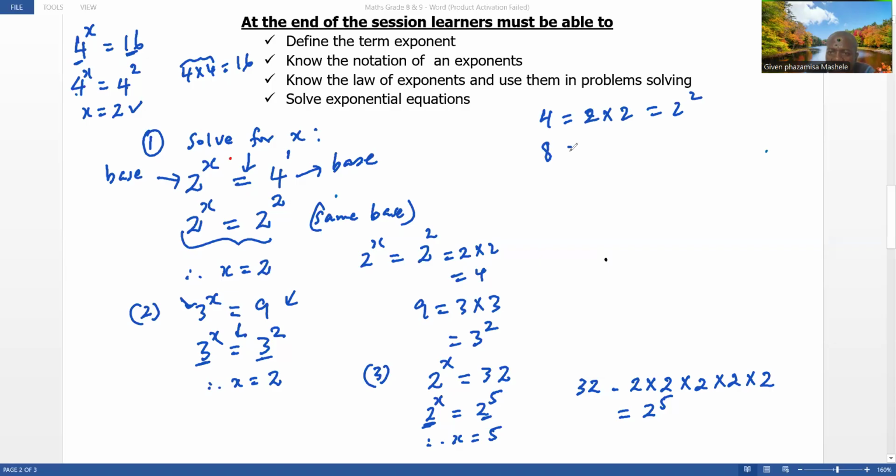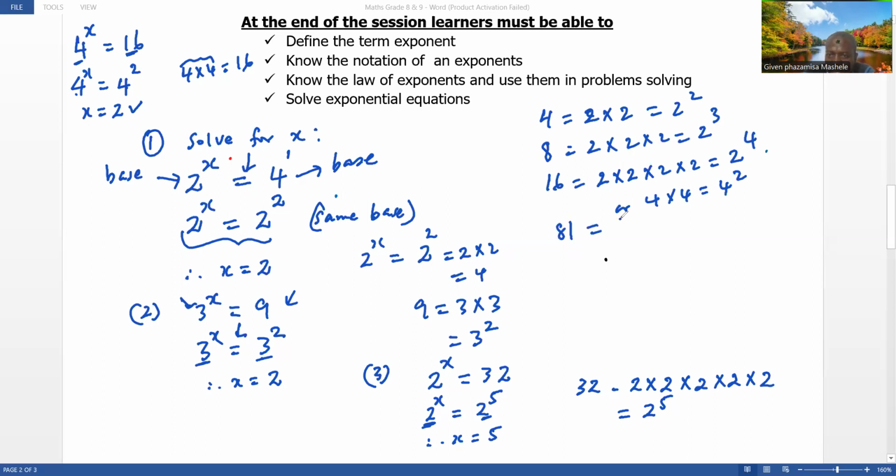Then 8 is 2 times 2 times 2, which is 2 to the exponent of 3. 16, we can say, is 2 times 2 times 2 times 2, which is 2 to the exponent of 4. Or we can just say 4 times 4, which is 4 squared. It's the same thing. 81 is the same as 3 by 3 by 3 by 3, which is 3 to the exponent of 4. Or we can just say 9 by 9. But you see, 9 is the same as 3 by 3.